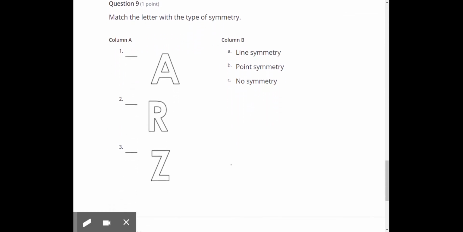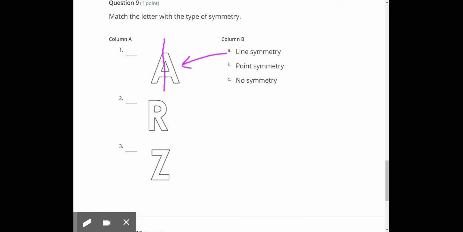Match the letter with the type of symmetry. So the A, we can split down the middle. That's got line symmetry. The R has nothing. There's no way to slice that, rotate that, anything. The Z, if I put a dot right here in the middle of the Z, I can rotate it 180 degrees and it's going to land on itself.